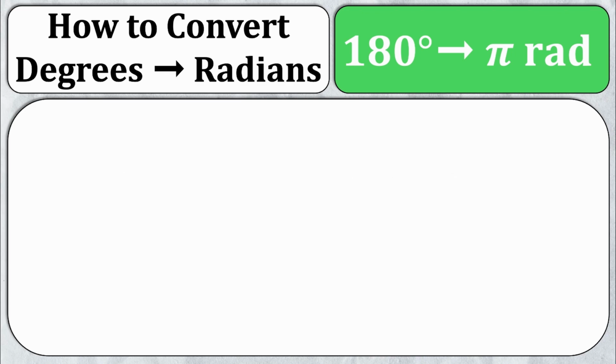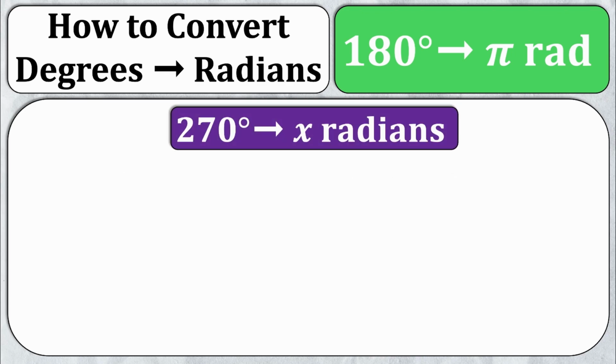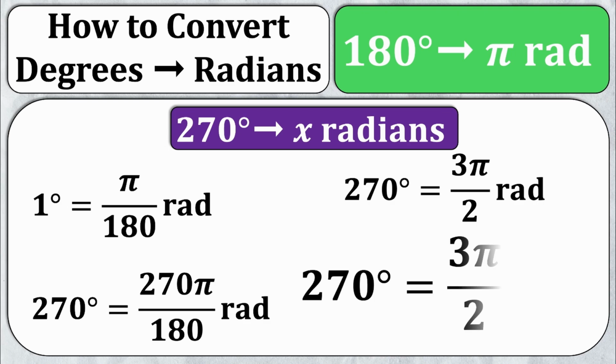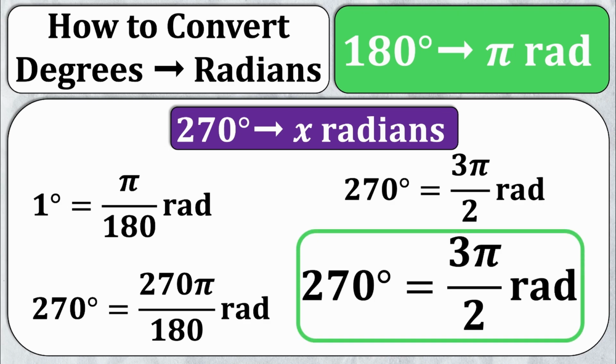Let's do another example. 270 degrees is how many radians? Well, 1 degree is pi over 180 radians, and therefore 270 degrees is 270 pi over 180. Now, if I reduce this fraction by dividing the top and the bottom by 90, that's going to give me 270 degrees is equal to 3 pi over 2 radians. And again, all I did was divide the top and bottom by 90 to reduce the fraction. Now, I can't reduce it any further, so that's actually my answer. 270 degrees is 3 pi over 2 radians.